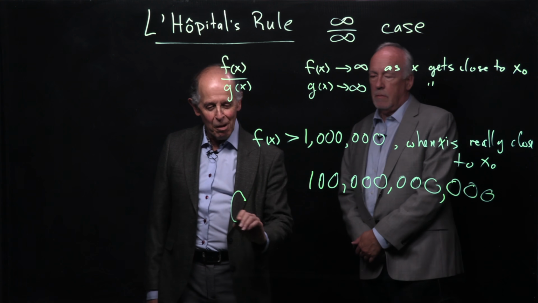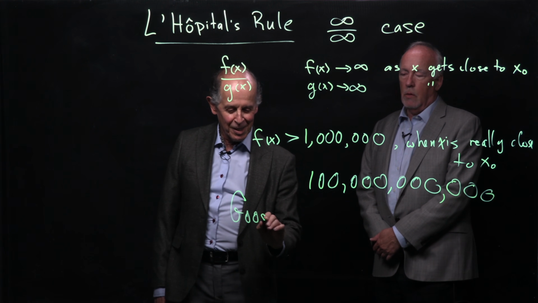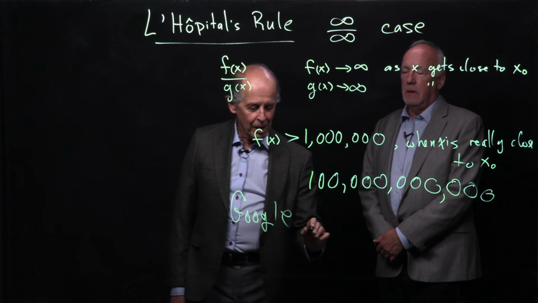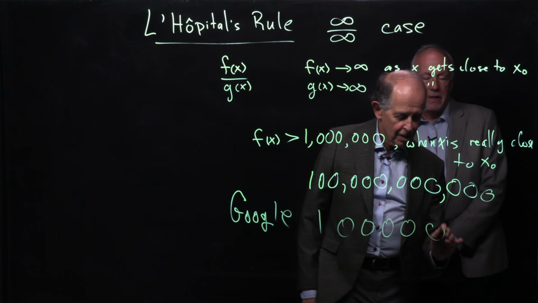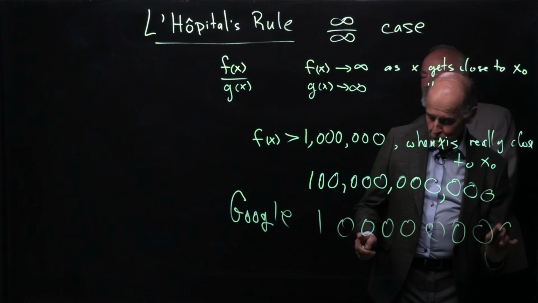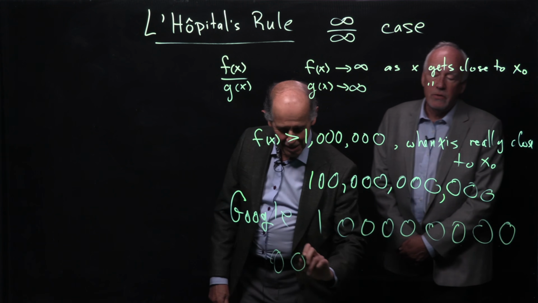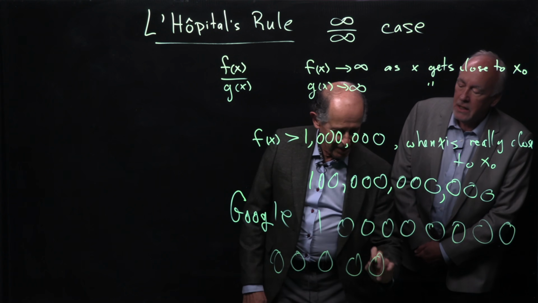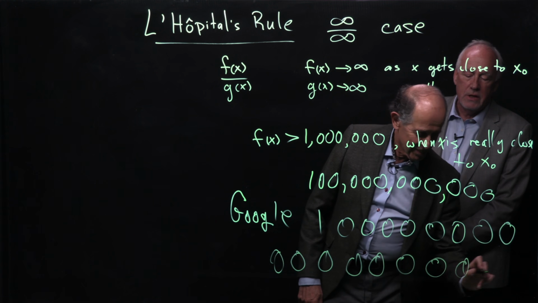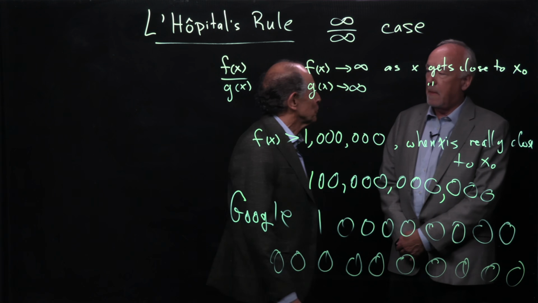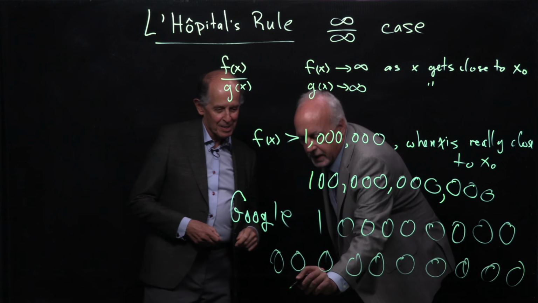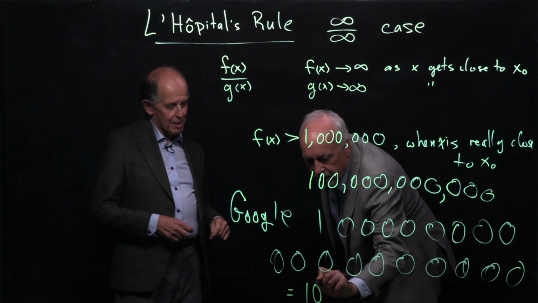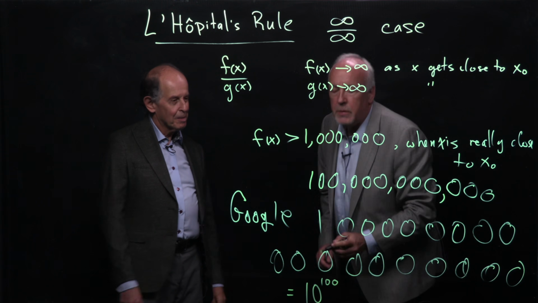But that's a small number. How about a Google? What's a Google? Well, we'll start writing it down. Oh, I don't think we have enough time to write it down, Matt. Well, how many zeros have I got so far? You've got 1, 2, 3, 4, 5, 6, 7, 8, 9, 10, 11, 12, 13, 14, 15, 16, 17, 18. That's a big number, with 100 zeros. Now that's a big number. So you can write it as 10 to the 100th power, which is a very, very big number.